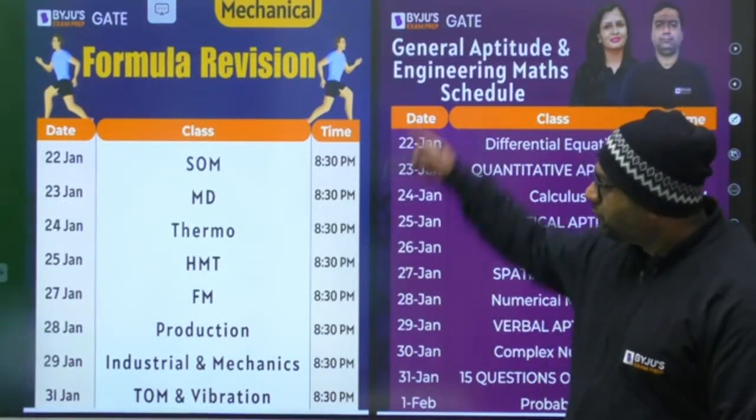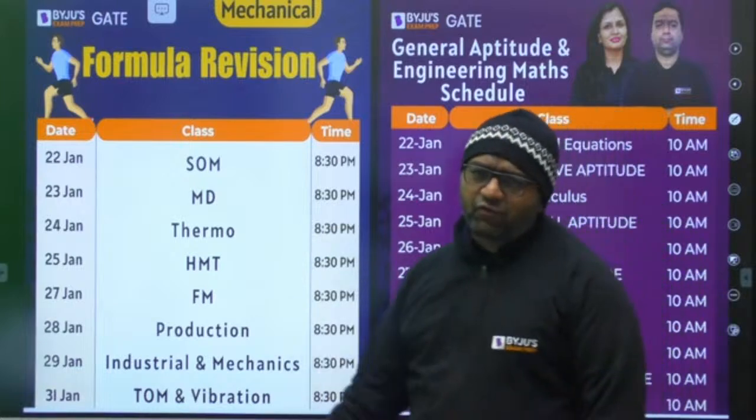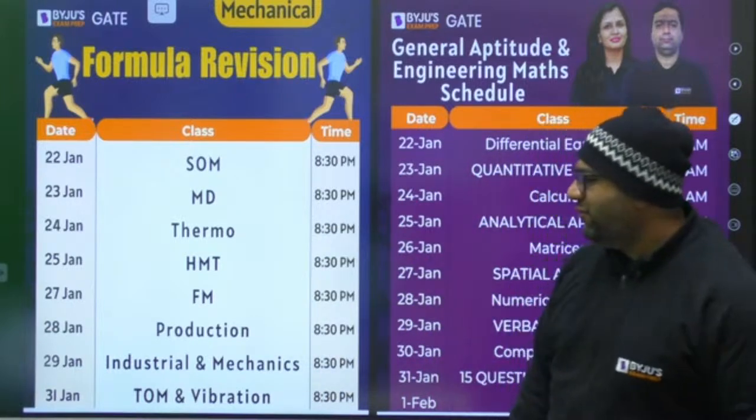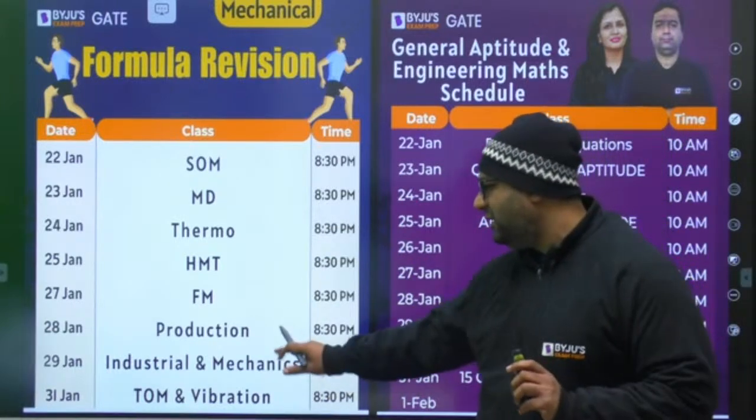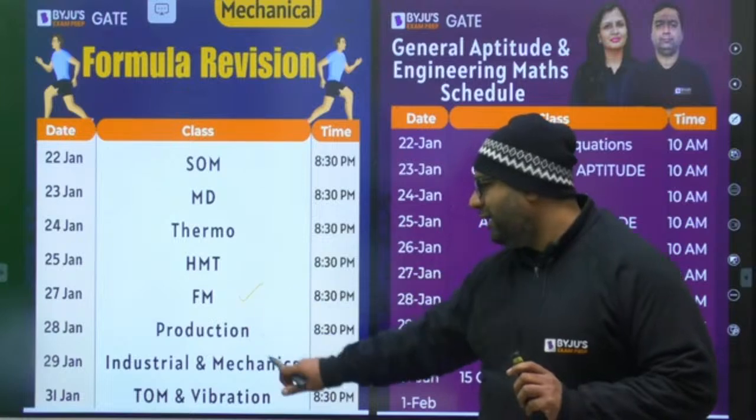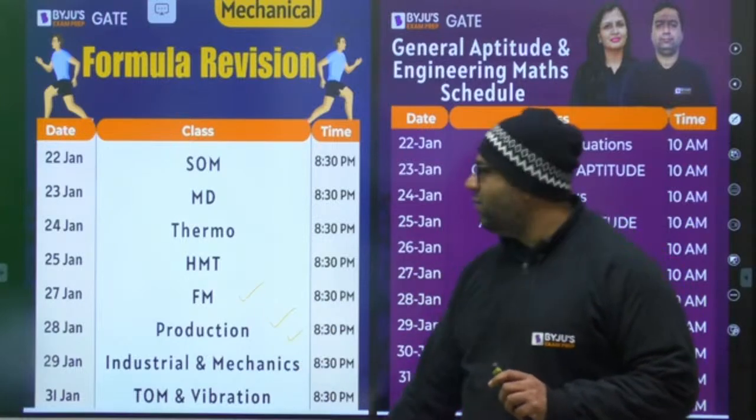And then guys, this is the formula revision series going on. Today we have machine design session. After that you are going to have fluid mechanics, production, industrial, and tone and vibration.